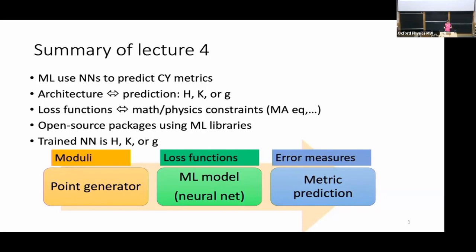And the important thing here, which is a bit different from other machine learning exercises, is that the trained neural net that you get is really the thing that you're after. So if you're after the Kähler potential, say, then your neural net will be the Kähler potential, and you can use that for computations that involve the Kähler potential, and similarly for the metric.